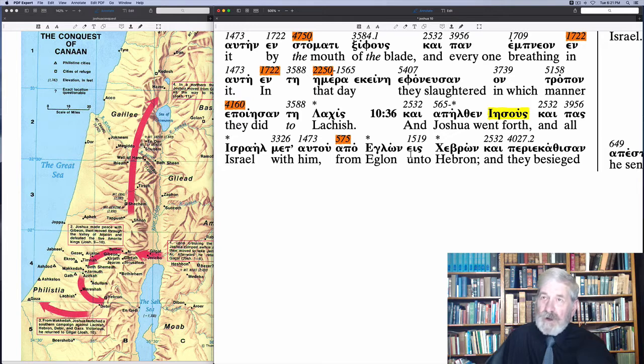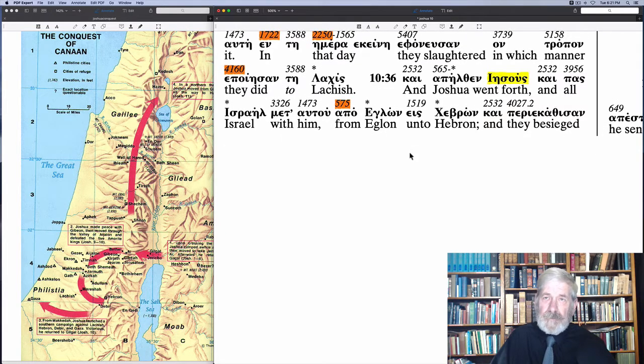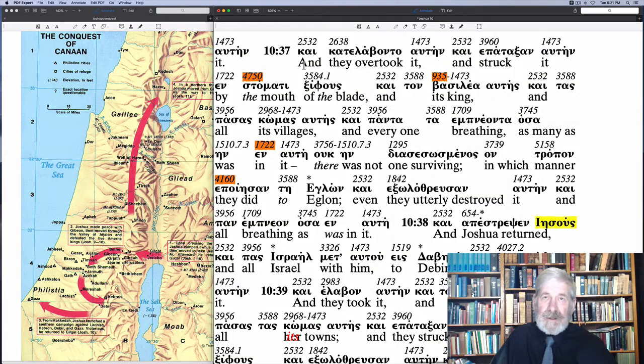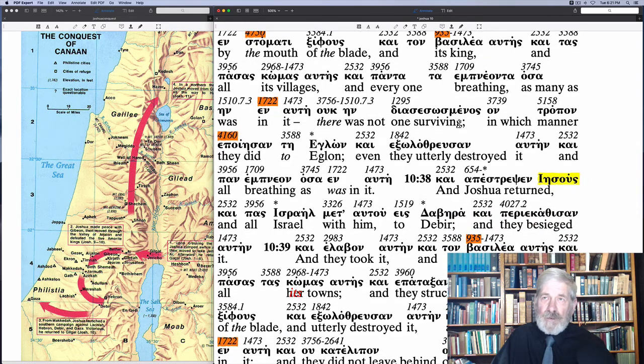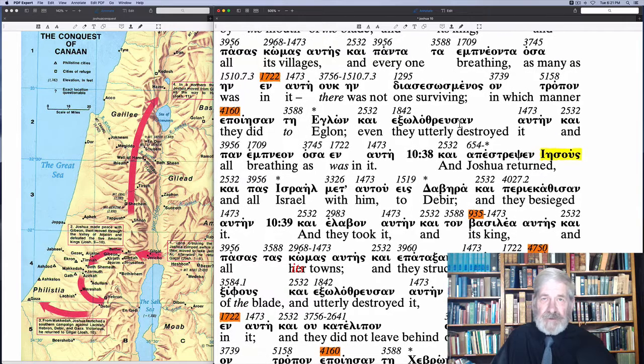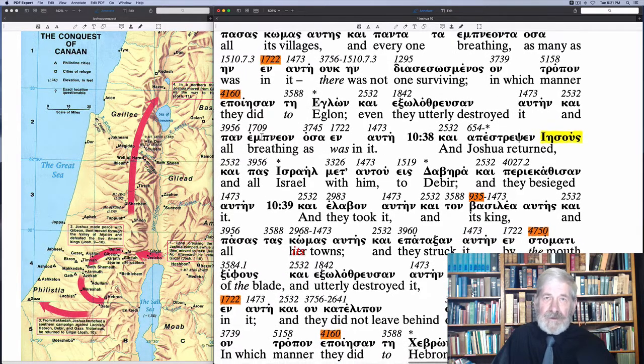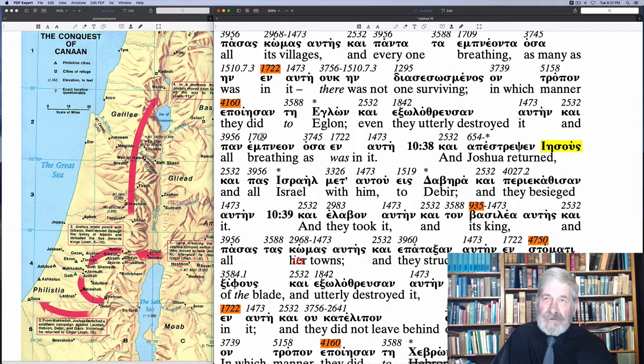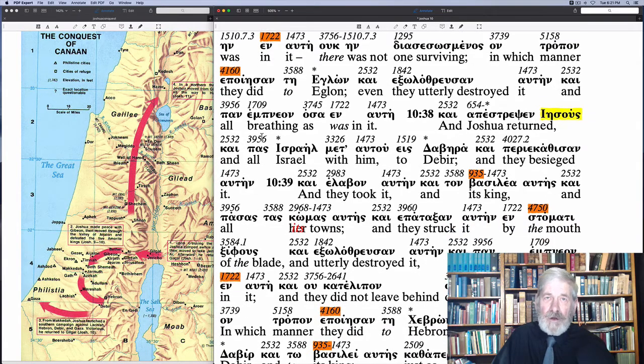And Joshua went forth in all Israel with him from Eglon unto Hebron, and they besieged it. And they overtook it and struck it by the mouth of the blade, and its king, and all its villages, and every one breathing, as many as was in it. There was not one surviving, in which manner they did to Eglon. Even they utterly destroyed it, and all breathing as was in it.